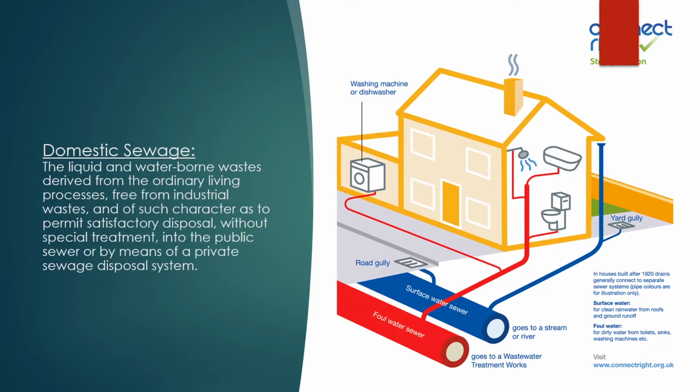Next is domestic sewage. So this is the liquid and waterborne waste derived from the ordinary living processes, free from industrial wastes, and of such character as to permit satisfactory disposal without special treatment into the public sewer or by means of a private sewage disposal system. So like I said earlier, you have your two different types of sewage system. You have your foul water sewage, or you have your surface water, which is road runoff, rainwater, things of the sort.